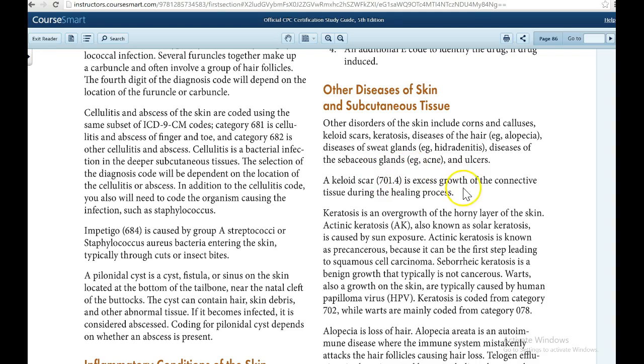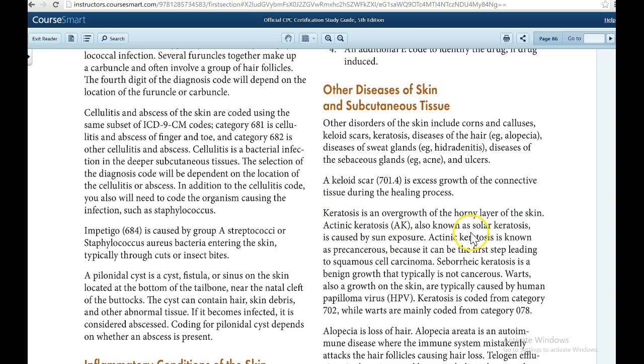Keloid scars are excessive growth of connective tissue in the healing process, and you've seen anybody who has that really prevalent scar, really dark in color, that is usually a keloid scar. Keratosis is an overgrowth of the horny layer of the skin.